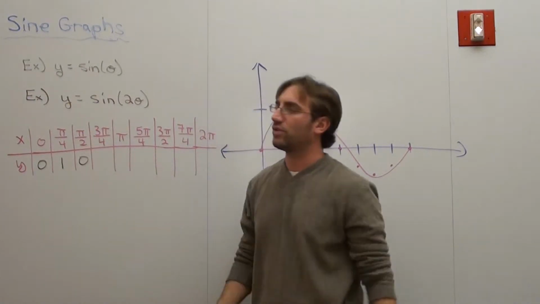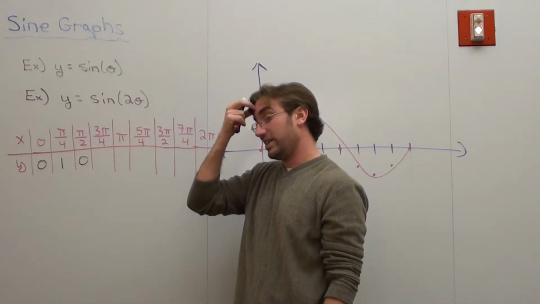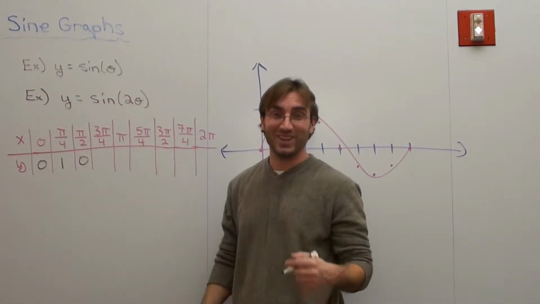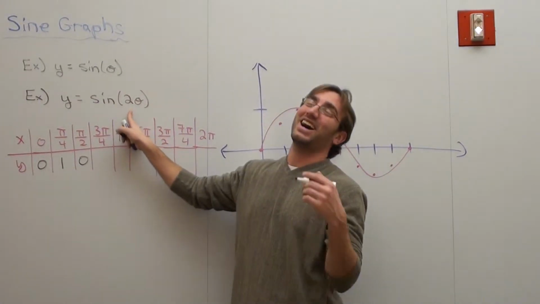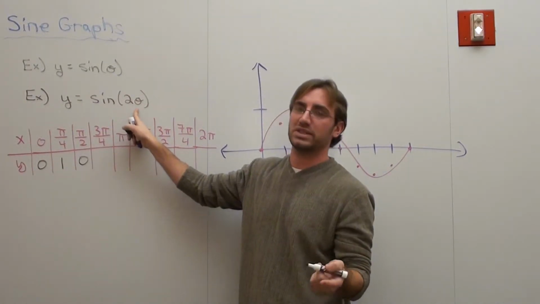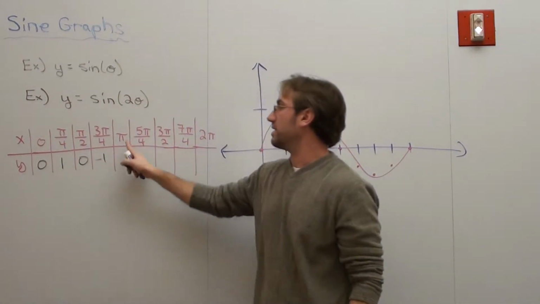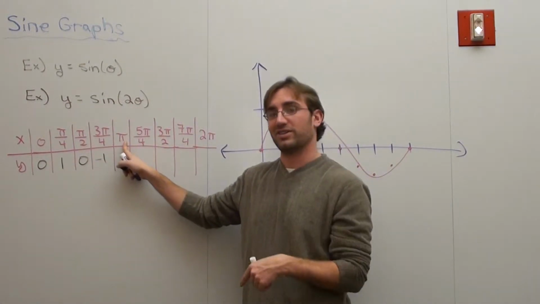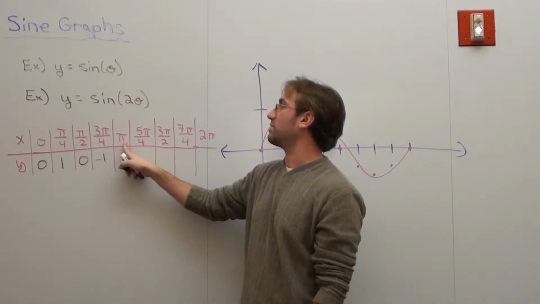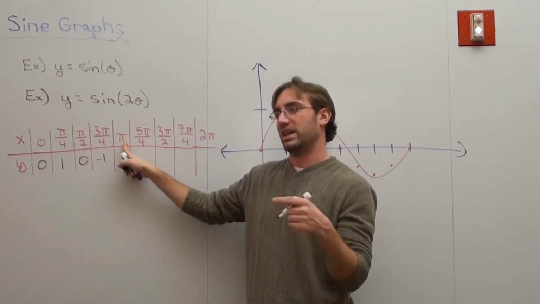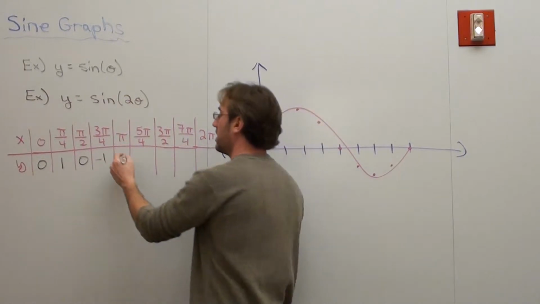This is 3 pi over 4, which is, gosh, I can't believe I have to sit here and do this, 135 degrees. 2 times 135 degrees is 270 degrees. Sine of 270 degrees is negative 1. This is 180 degrees. 2 times 180 degrees is 360 degrees. Sine of 360 degrees is 0.